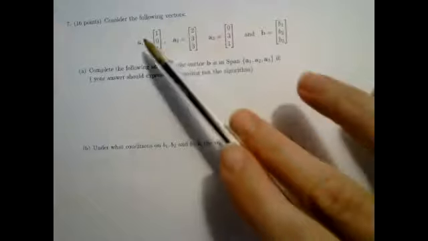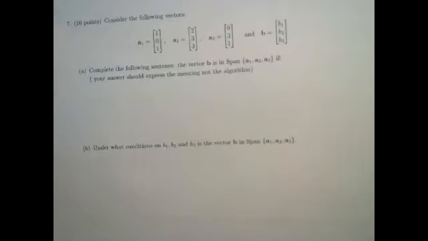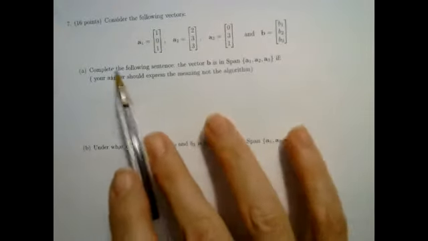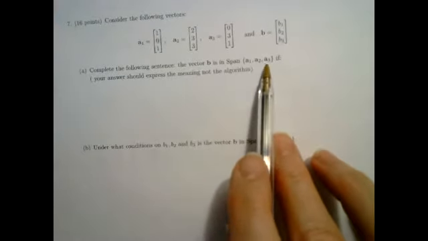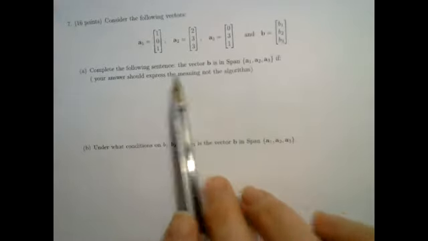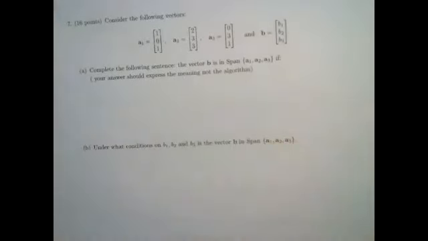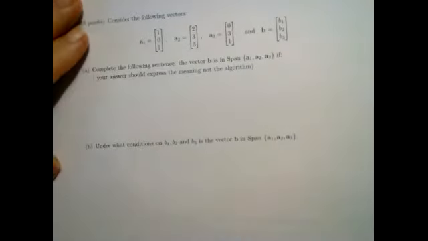So number 7, I gave you a bunch of vectors. And the first question is, complete the following sentence: the vector b is in the span if. And your answer should express the meaning, not the algorithm. So what do I mean by that? I really want you to know what it means to be in the span.